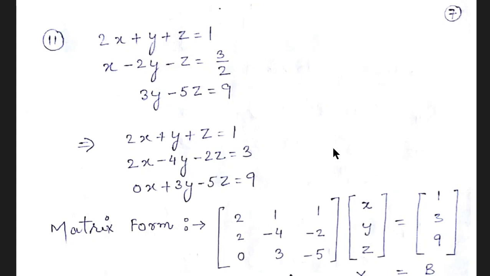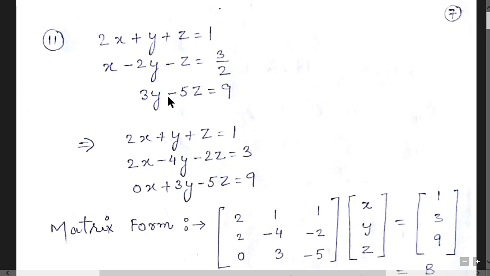Hello students, let us start with question number 11 of exercise 4.6 of determinants. Three variables are there in this equation. 2x plus y plus z is equal to 1, and second is x minus 2y minus z is equal to 3 by 2. First of all, take the LCM of equation number 2, and in the third equation variable x is not there. It means you can write 0x.